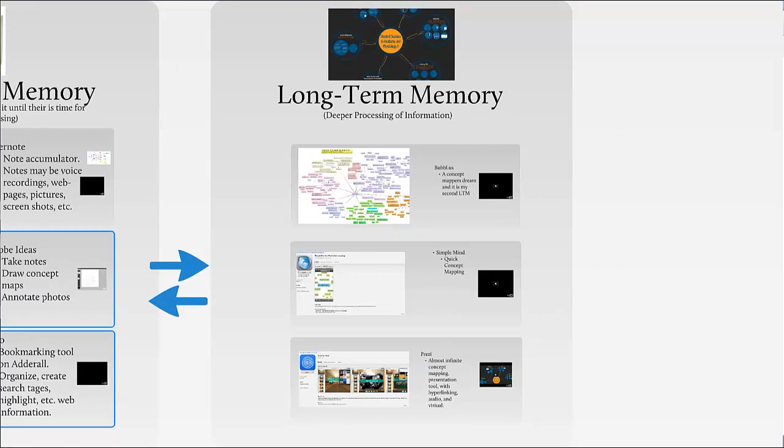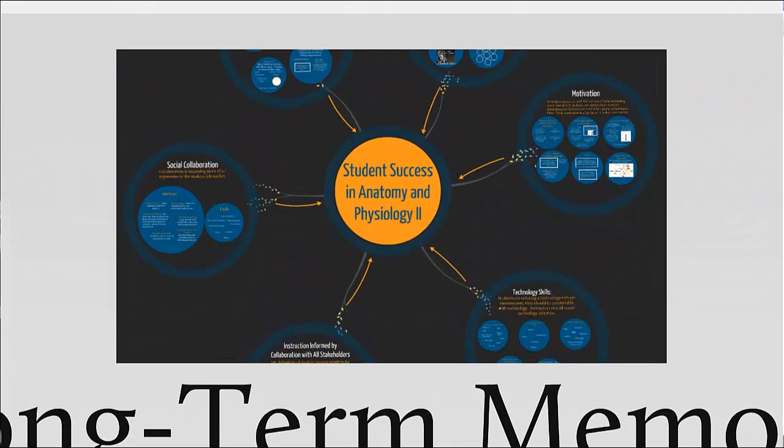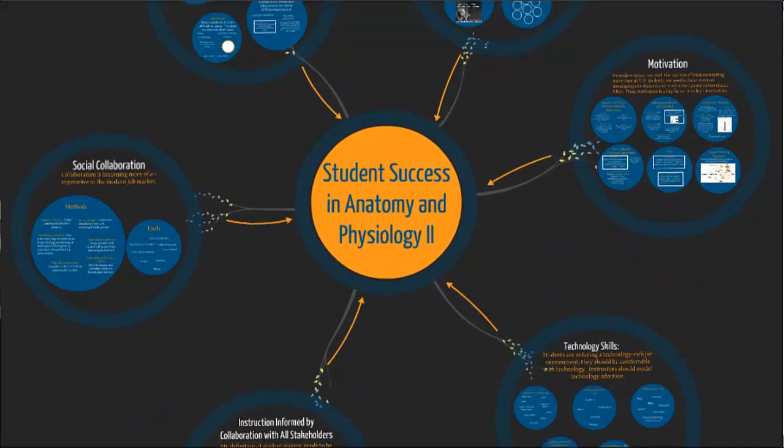So now I'm moving into my long-term apps where I do deeper processing of information. Those are Bubbl.us, SimpleMind, and Prezi. The idea here is to get everything organized so that you can easily put new information into a schema that's held on the computer, so I don't have to keep everything in my head. Of course I want to keep things in my head and I don't want to not memorize things, but it's so much easier to plug things into a big map that's stored on Prezi.